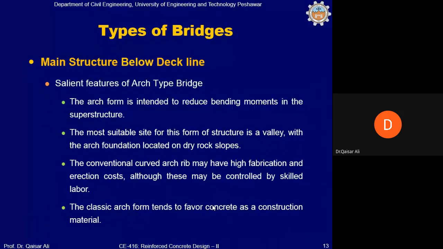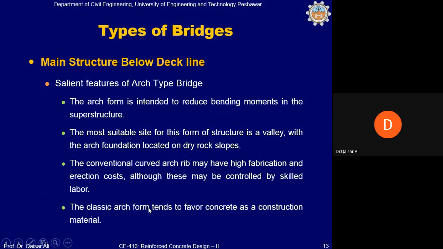Salient features of arch type bridge. The arch form is intended to reduce bending moments in the superstructure. You know this very well. And the most suitable site for this form of structure is a valley with the arch foundation located on dry rock slopes, which make this an ideal site for arch bridges. And the conventional curved arch rib may have high fabrication and erection cost, although these may be controlled by skilled labor.